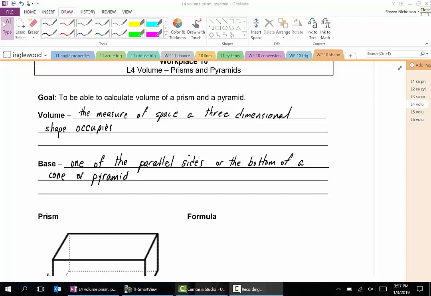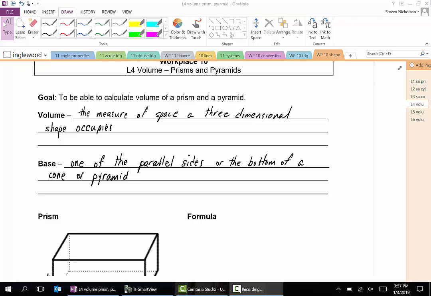Lesson 4 in the unit starts volume. Today we're going to look at volume of prisms and pyramids, and the key idea is to be able to calculate the volume of these two objects. So first of all, volume is the measure of space a three-dimensional shape occupies.